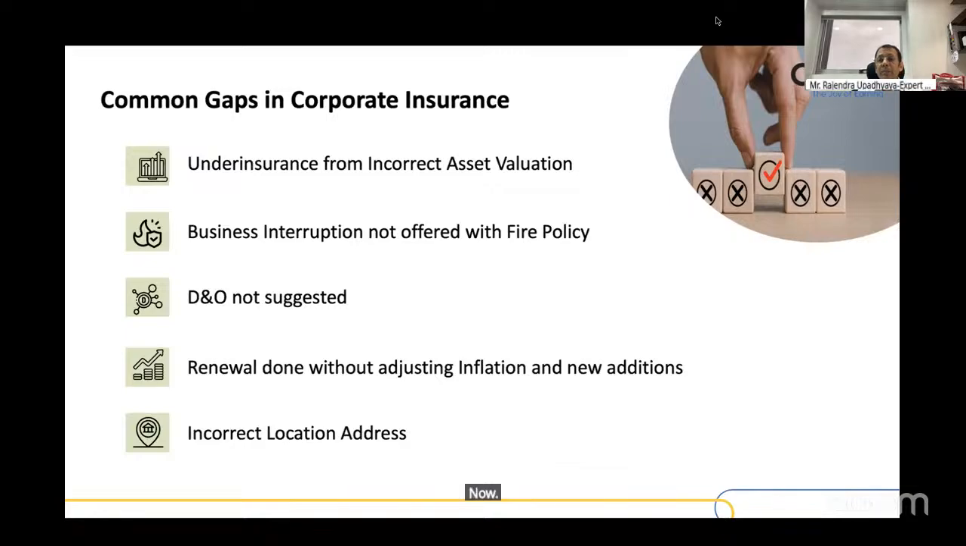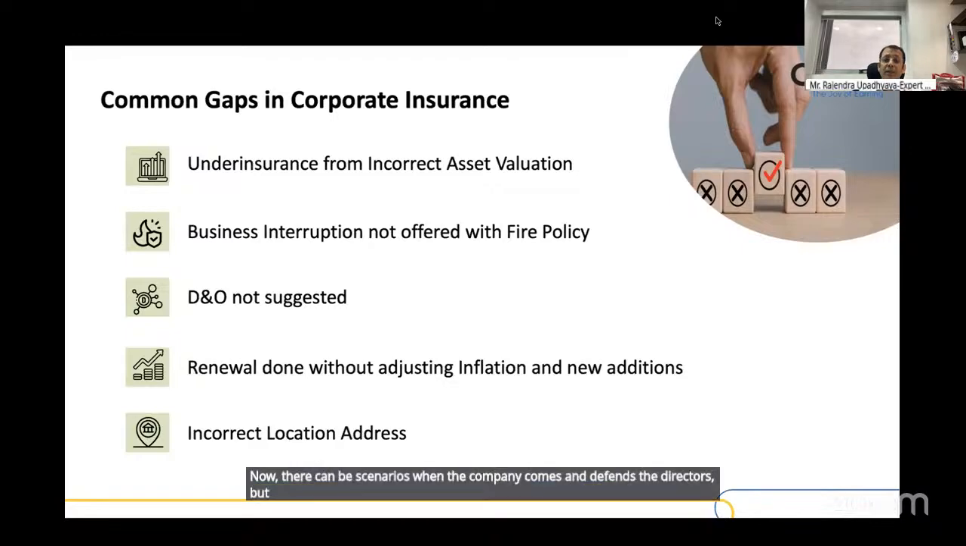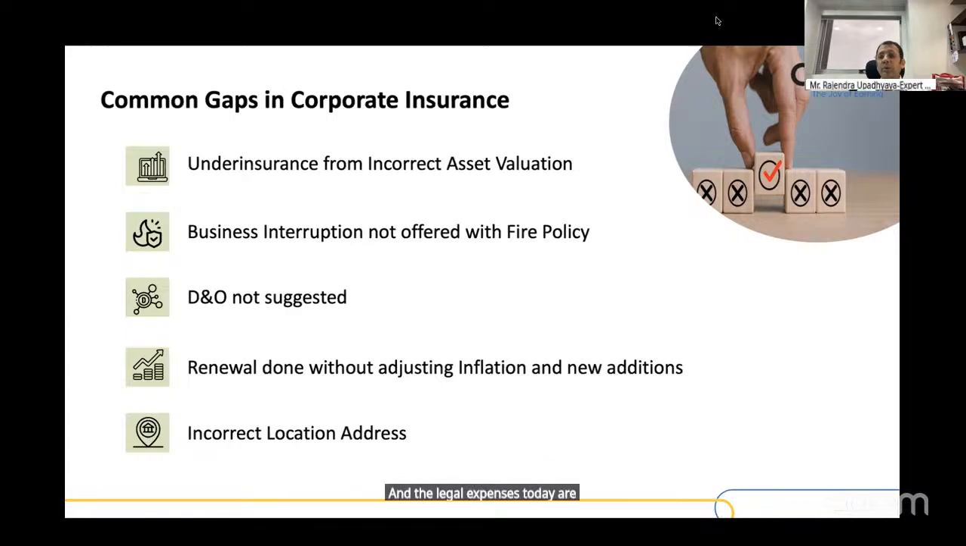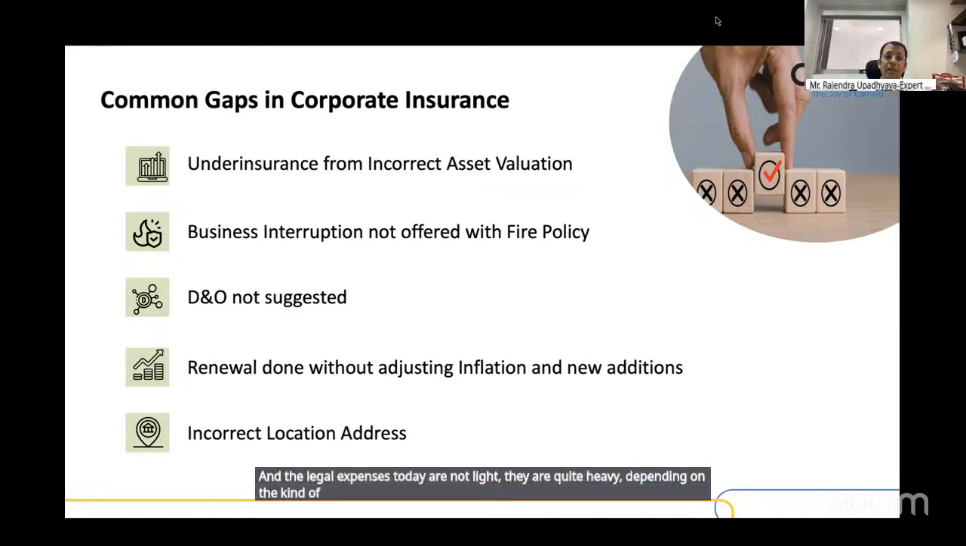Now, there can be scenarios when the company comes and defends the directors, but there can also be scenarios when the companies simply disown the directors. And the legal expenses today are not light, they are quite heavy depending on the kind of case. So a D&O policy takes care of all the legal expenditures which are incurred by the directors and the key decision makers in the company.